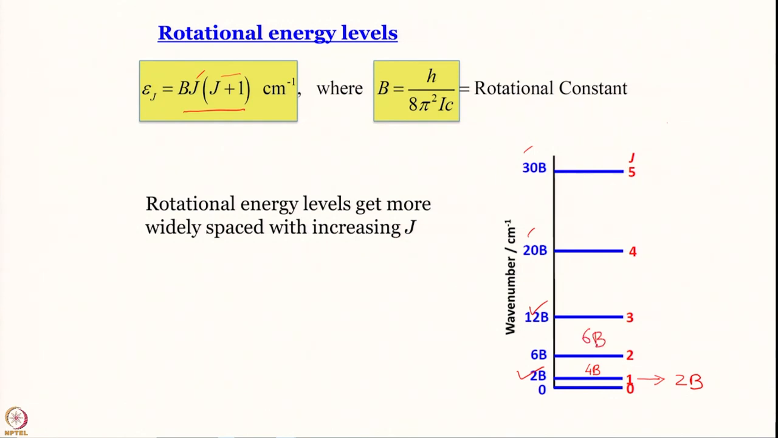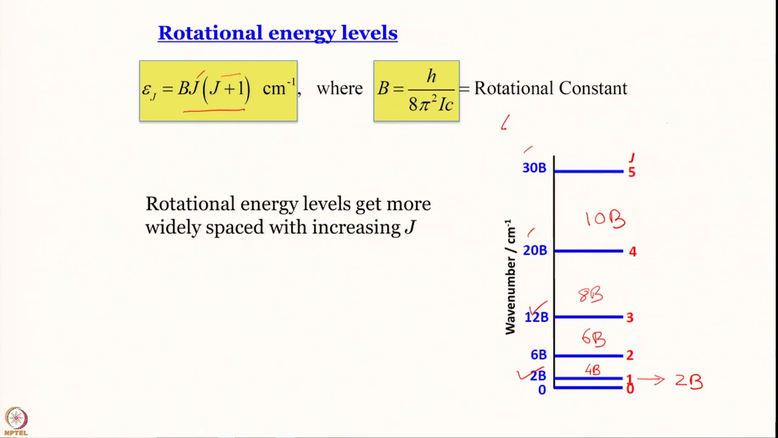Do you see a pattern coming up? J equal to 4 and J equal to 3, 20B minus 12B, that is 8B. And J equal to 5 and J equal to 4, 30B minus 20B is 10B. Okay? Not very difficult to work out really, right?